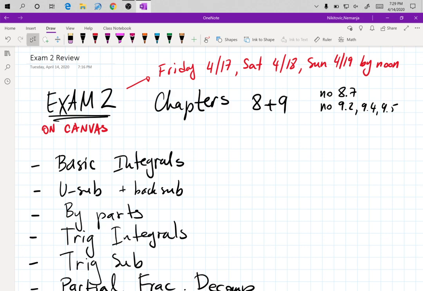The project is taken off, and it will be added to homework, which is again your MyMathLab. So now your MyMathLab is practically like 15, 20, 25% of your grade. It's insane, but such is life.